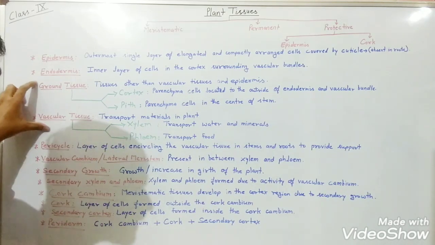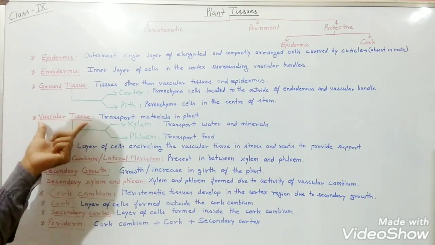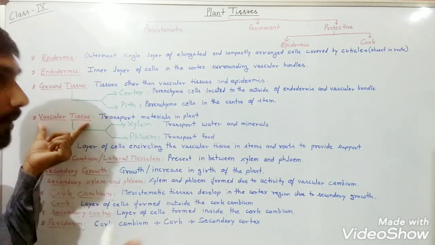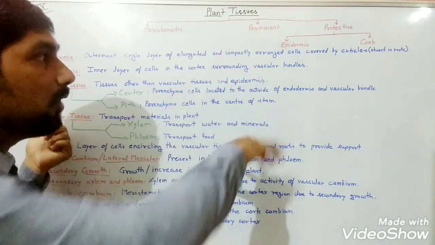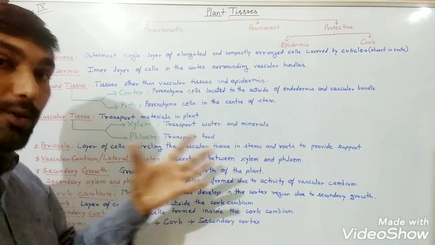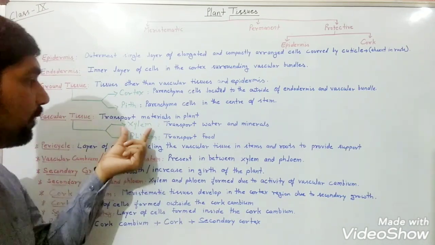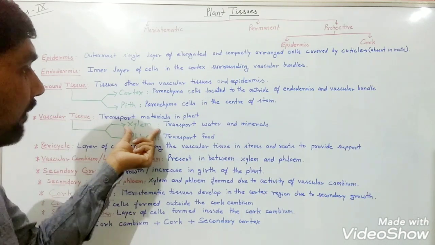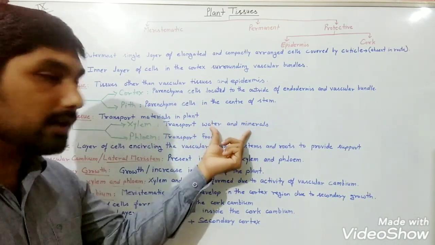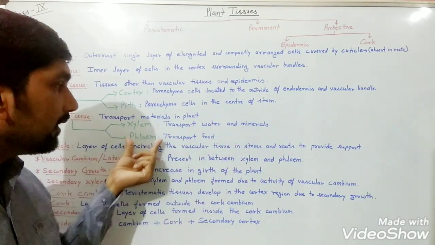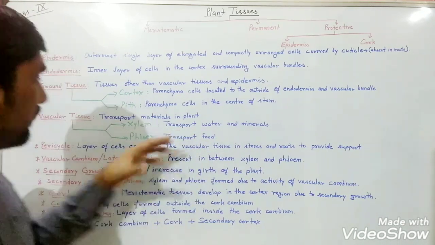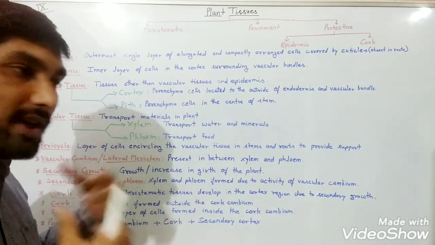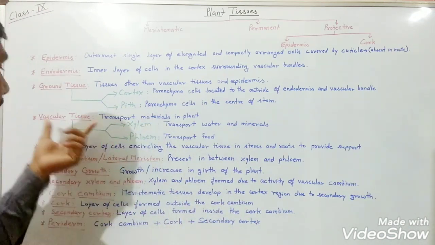Now two types of tissues are there, ground tissue and vascular tissue. You won't have any problem with vascular tissue because during the permanent tissues we have already discussed that plants have complex permanent tissues known as xylem and phloem. Their function: the xylem transports water and minerals, and the phloem transports food.